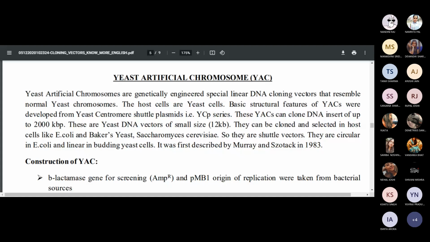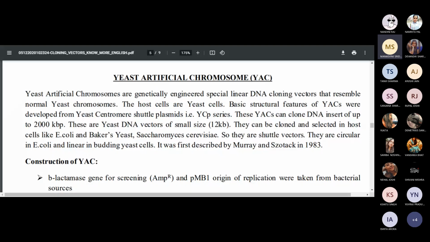Manaswini, please read it. Yeast artificial chromosomes are genetically engineered special linear DNA cloning vectors that resemble normal yeast chromosomes. The host cells are yeast cells. Basic structural features of YACs were developed from yeast centromere shuttle plasmids, that is, the YCp series. These YACs can clone DNA inserts of up to 2000 kilobase pairs. These are yeast DNA vectors of small size. They can be cloned and selected in host cells like E. coli and baker's yeast, Saccharomyces cerevisiae.